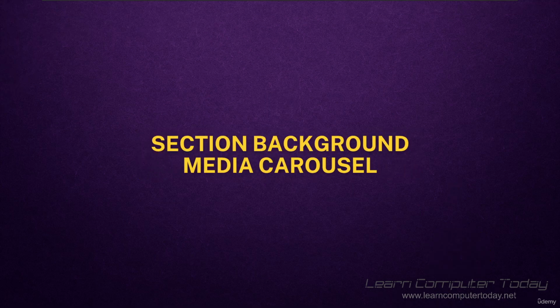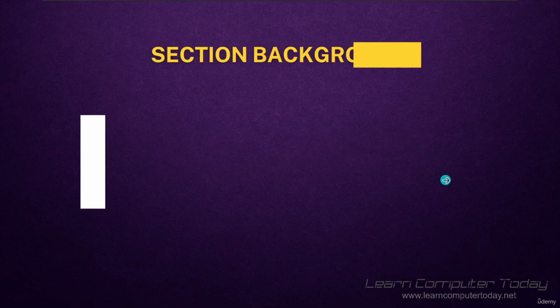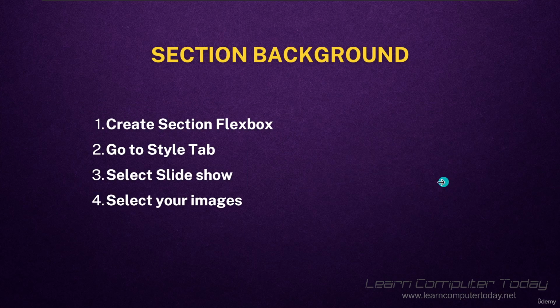So going back to our topic, here are the steps on how we are going to do the media carousel for our background. Okay, so the first one is create section flexbox. Go to style tab, select slideshow, and select your images. So this is pretty similar to what we have done in the other topic.